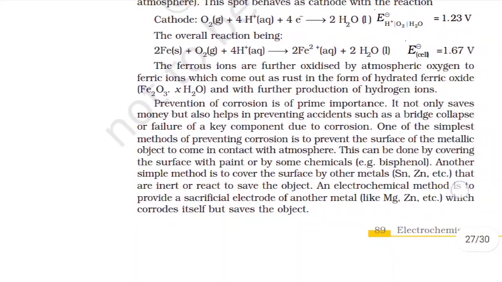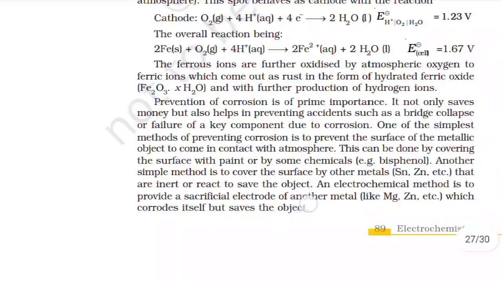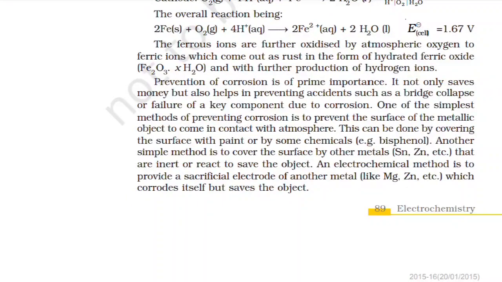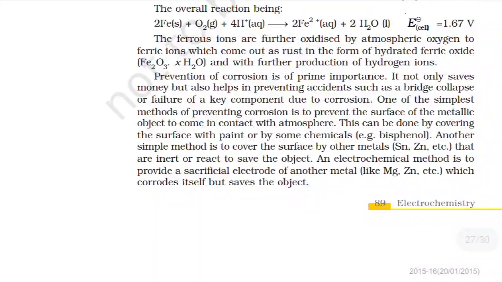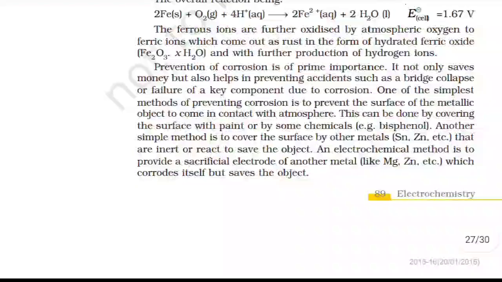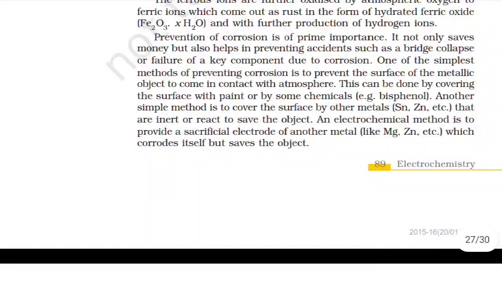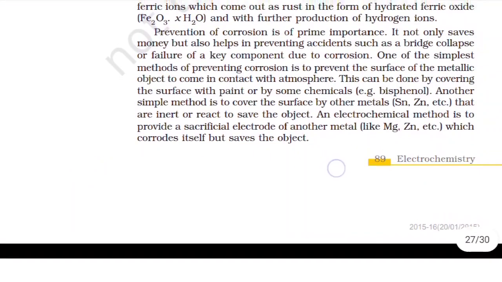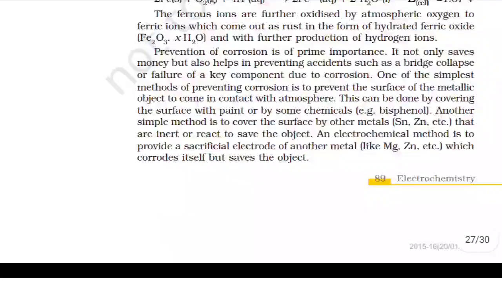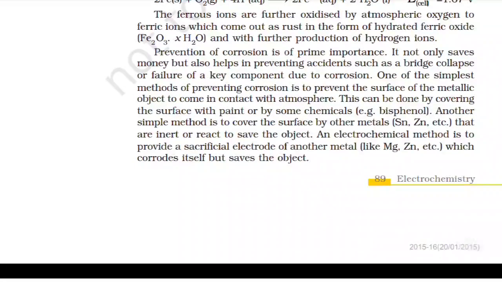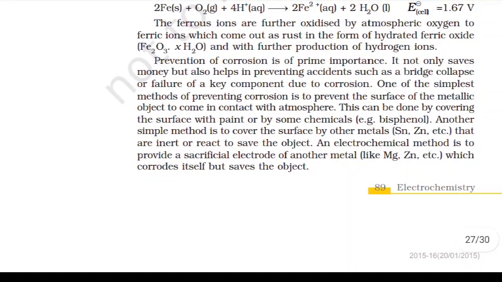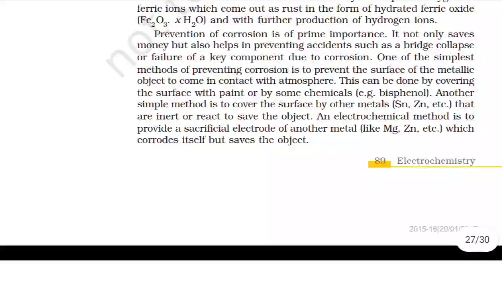An electrochemical method is used to provide a sacrificial electrode of another metal like magnesium or zinc, which corrodes itself but saves the object. That's why this process is known as galvanization. Everybody note this down. This process is known as galvanization. It means iron objects can be prevented from rusting by coating with zinc. If you use only the zinc element, then we call it galvanization.